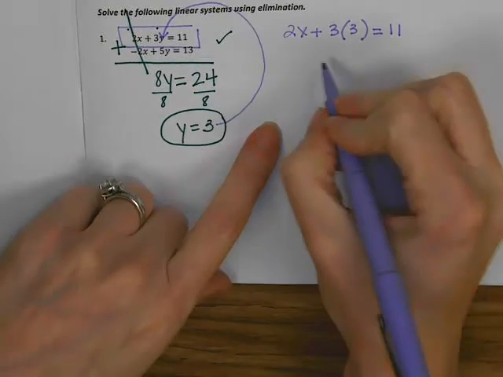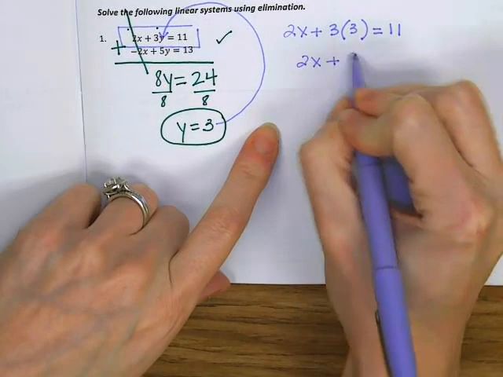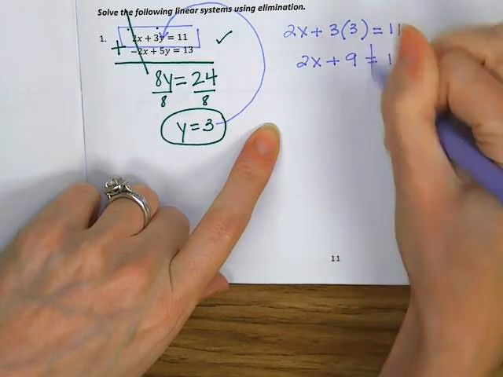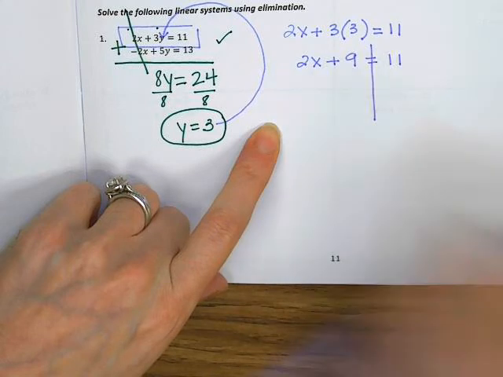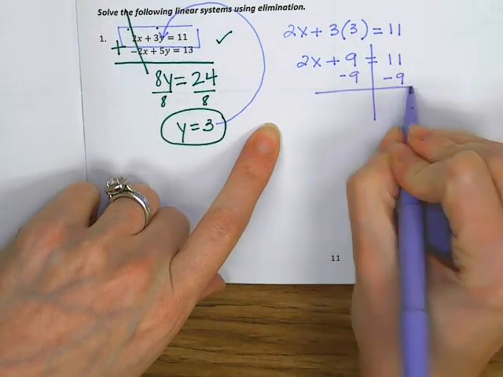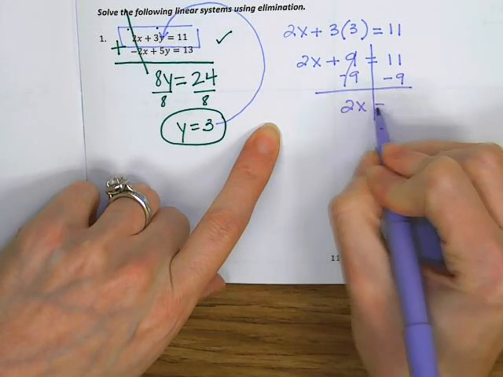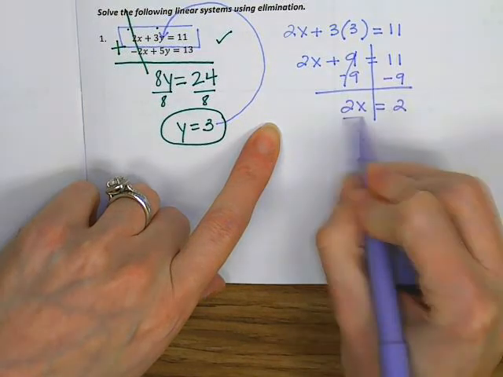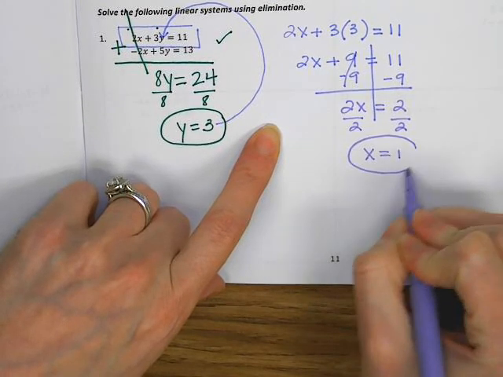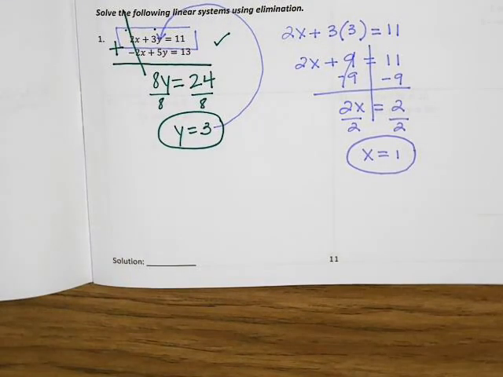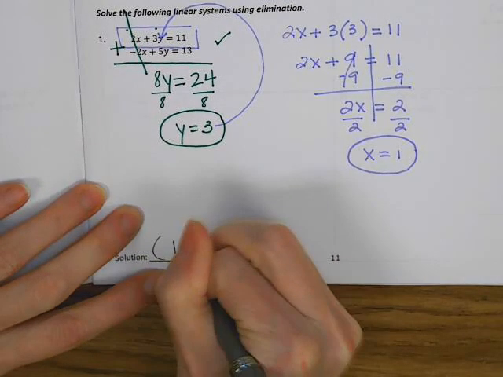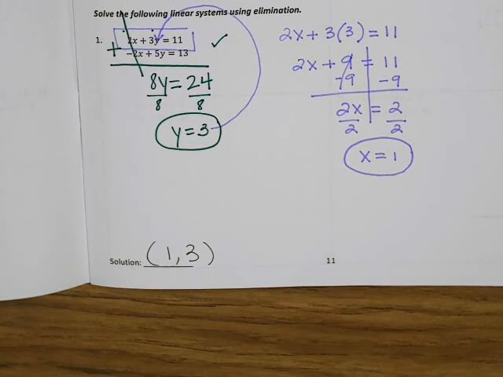If we clean it up a little, 3 times 3 is just 9. And then we just have to draw the wall and solve. So minus 9 from both sides. You guys know how to do this part. You get 2x equals 2, and then divide both sides by 2, so x equals 1. There you go. Final answer, written as an ordered pair, x comma y is 1 comma 3. How awesome is that?